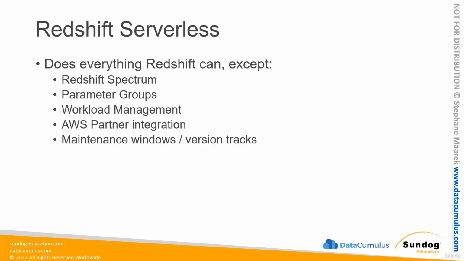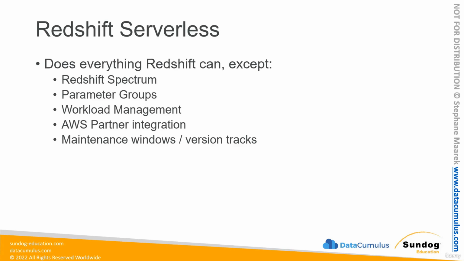Parameter groups are not supported with Redshift serverless. Workload management also doesn't work with it. Wouldn't make much sense if it did, right? The whole point is that you don't have to think about that too much. AWS partner integration, currently not supported with Redshift serverless. And also maintenance windows and version tracks are not supported with Redshift serverless.